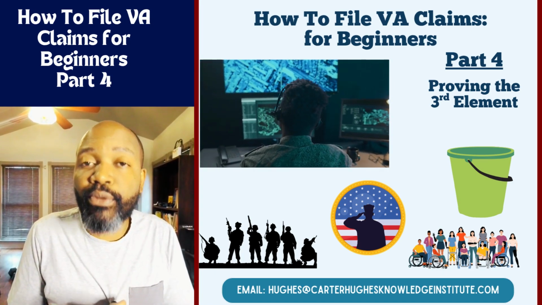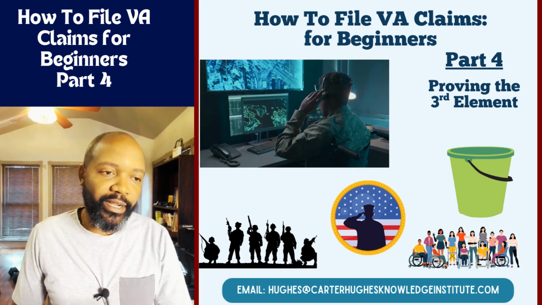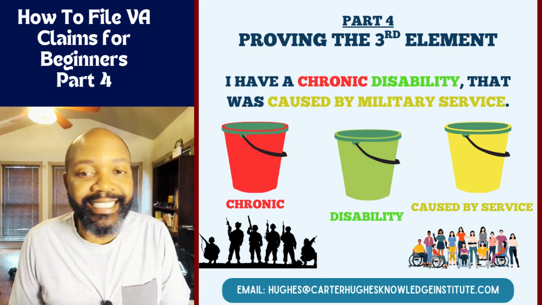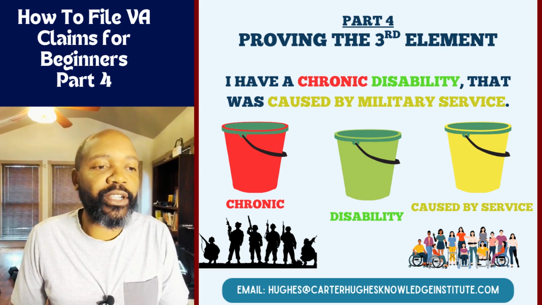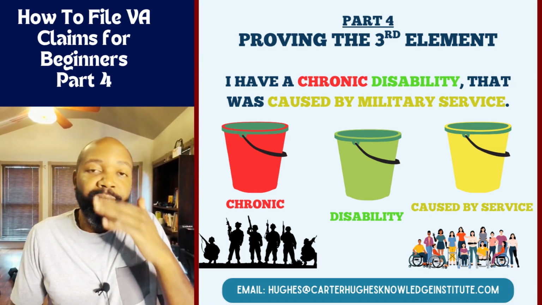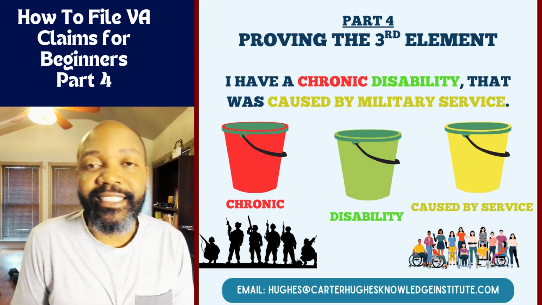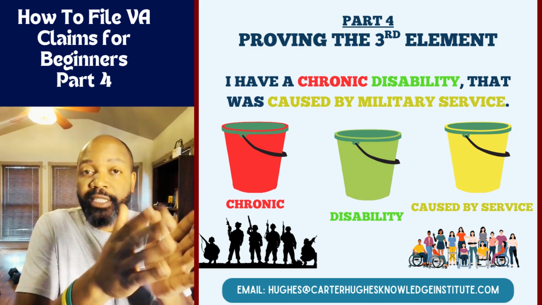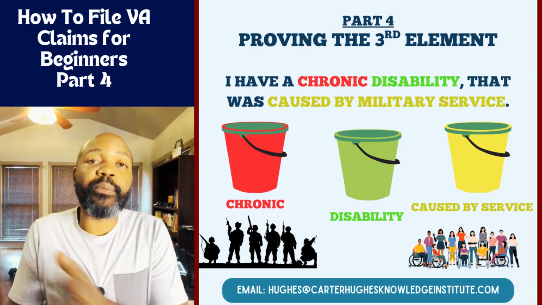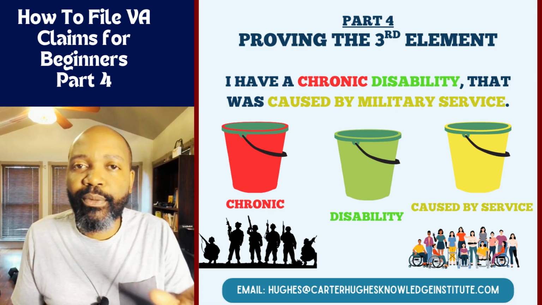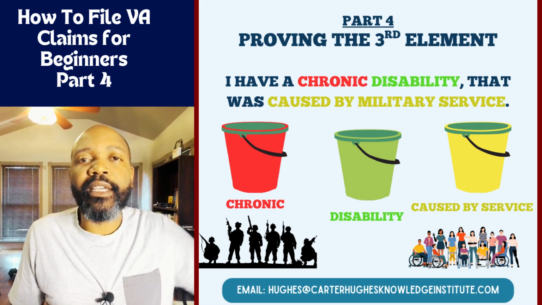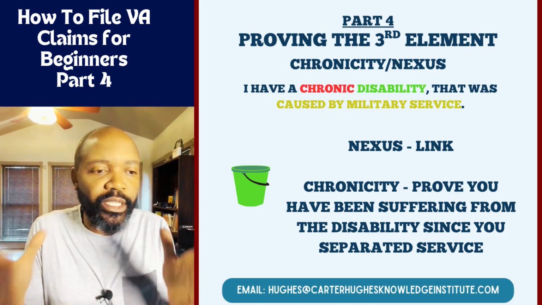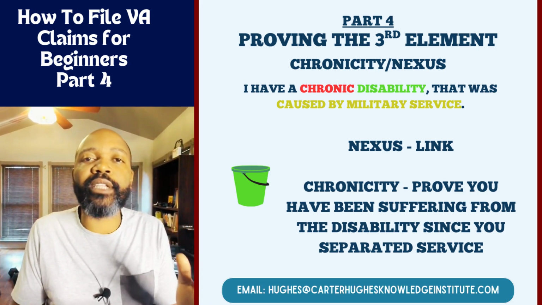Part 4, we're proving the third element, right? The first element was that it was caused by service. The second element was, do you have a current disability? And that third element is the nexus, the chronicity. All we're talking about is the time from the incident or when you separated from service up until now. So let's say I separated from the service in 2020 and I'm filing a claim in 2025. When we talk about nexus, chronicity, we're talking about those 5 years since separation till now.